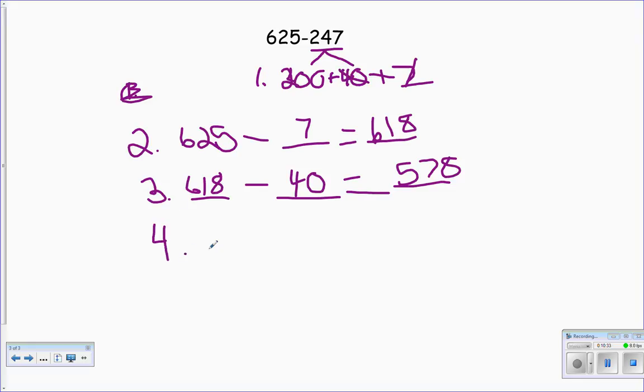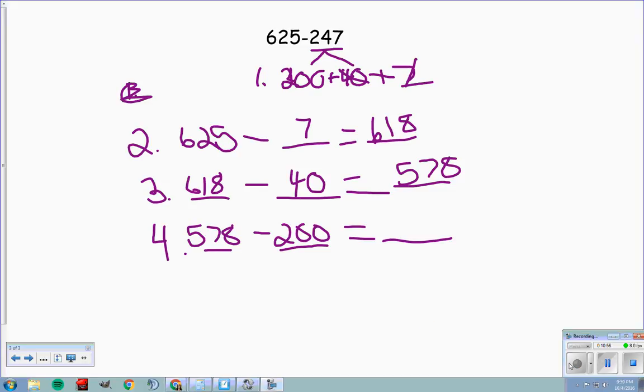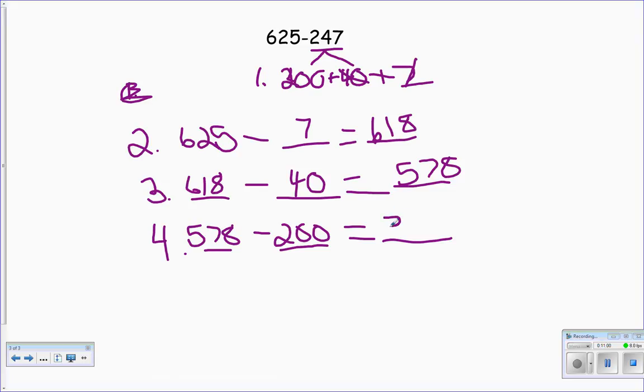Then on step 4, you should see blank minus blank equals blank. This is our last step. We have 578. Fill in that blank. Minus 200, that's all I have left, equals blank. Pause the video and solve this last equation on step 4. Okay, you should have taken a moment to subtract the 200 from the 578 to get your answer of 378. Now, this part is done, but we still have a step 5.